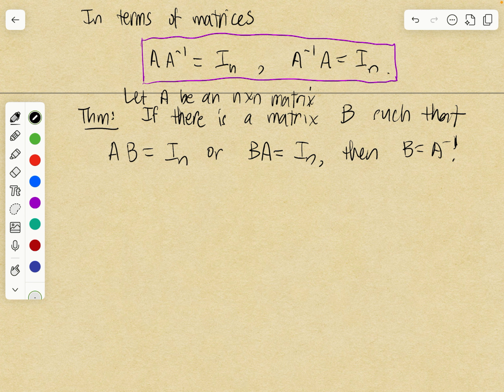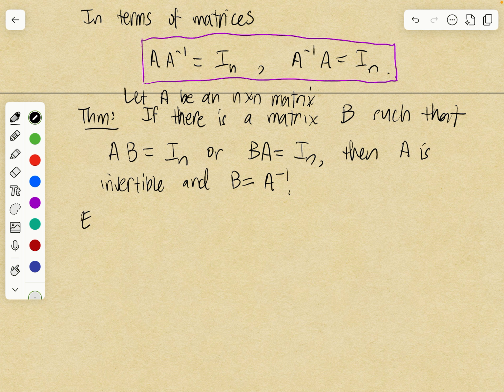Maybe I should, to be more precise, it's a bit pedantic, but technically, in order to speak of the inverse, you need to know that A is invertible. So maybe it's better to say that A is invertible and B is the inverse of A. That's a more mathematically precise statement.